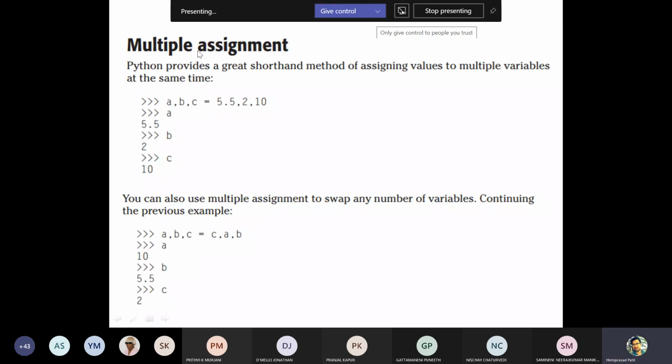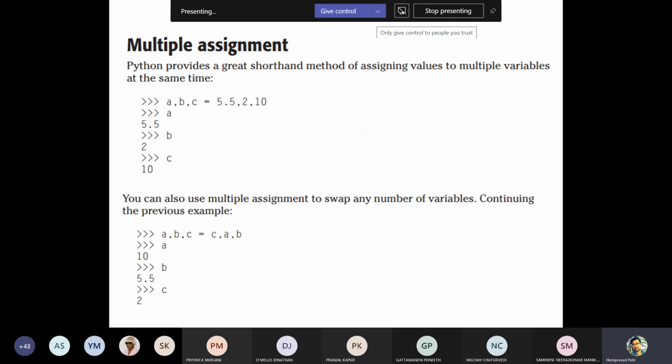The next is multiple assignment. This is possible in Python. So here a comma b comma c is equal to 5.5 comma 2 comma 10. So what will happen? This 5.5 will be assigned to a, 2 will be assigned to b, and 10 will be assigned to c. Like this. So at the same time, we can have multiple variables and we can assign values to them.